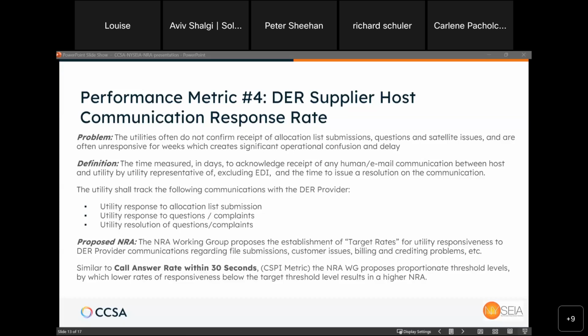And obviously, we're here to raise the flag if something goes completely awry. But the utility already has all of this information, both looking backwards as well as looking forward. So I don't see a reason why they should not be tracking this. I hope that answers your question.